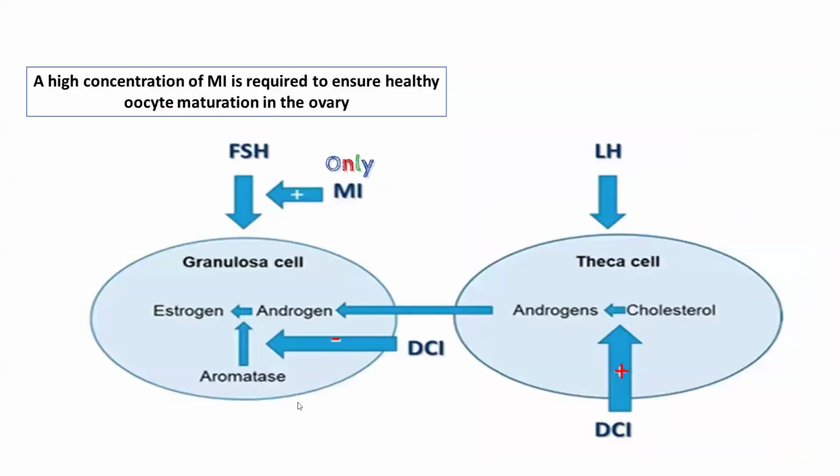And this figure shows you not to forget that a high concentration of myo is required to ensure healthy oocyte maturation in the ovary. Only myo can stimulate FSH to go to the granulosa cell to form estrogen. But D-chiro inhibits aromatase activity and stimulates androgen formation. So the end result of excessive D-chiro is excessive androgens and decreased estrogen, and this is not good for females.